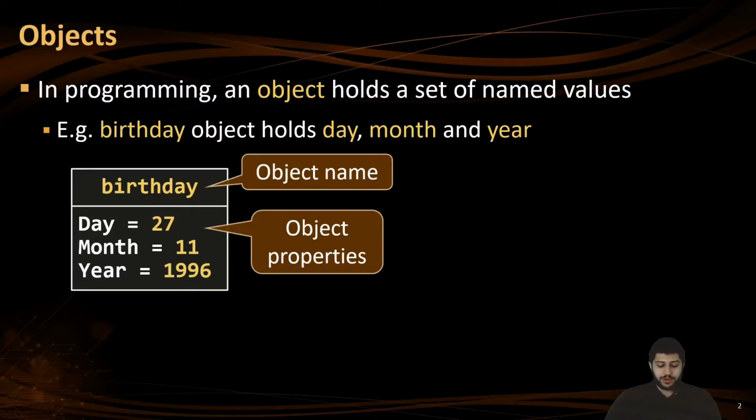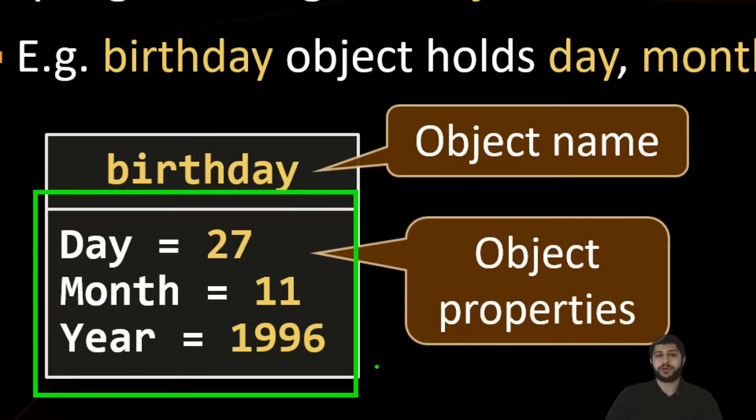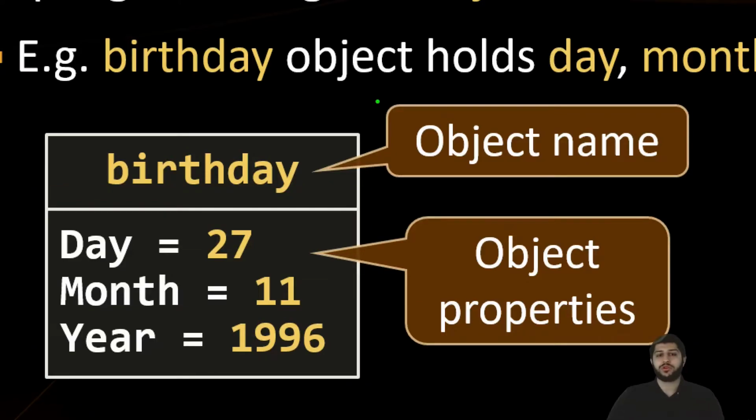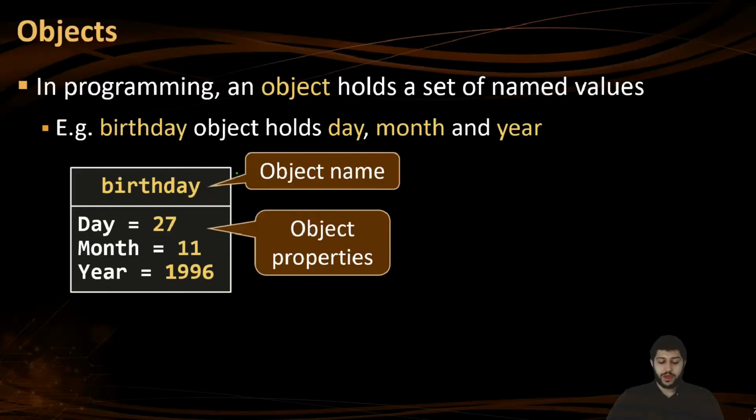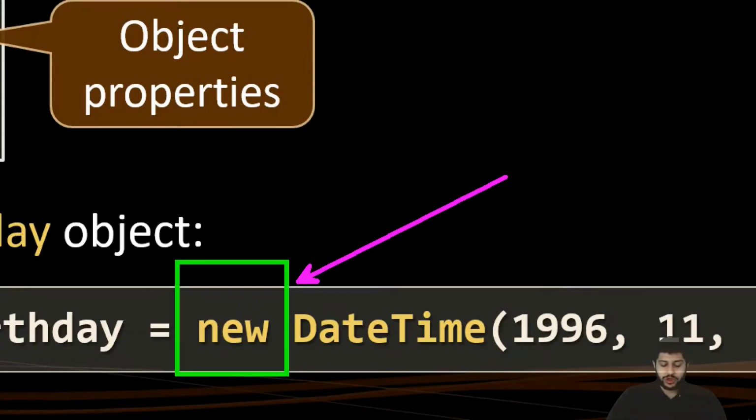Now, an object has a name, and the object has properties. So each object, in order to be an object, needs to have a single name and many or zero properties. It can even have zero properties. That's completely fine, but I doubt that it's going to be of any use. Okay, now an object in C# is created using the new keyword. Whenever you are creating an object without using the new keyword, you won't be able to.